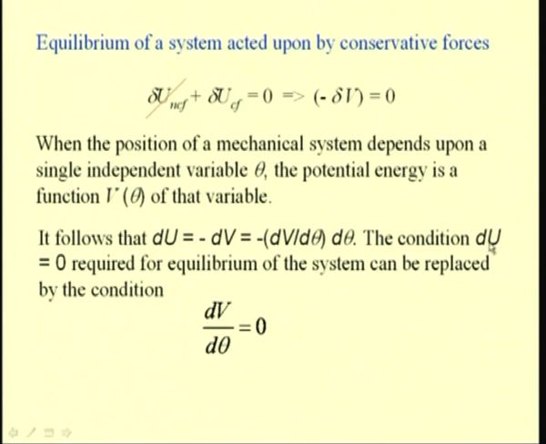So, the condition that the virtual work is 0, which is required for the equilibrium of the system, can be replaced by the condition dV by d theta equal to 0. So, the principle of virtual work, when applied to systems with conservative forces, the equilibrium equation delta U equal to 0, can be replaced by the equation dV by d theta equal to 0. That means the change in the potential energy of the system is 0 for the equilibrium configuration.